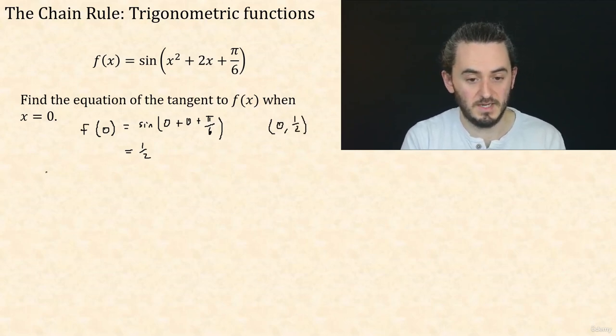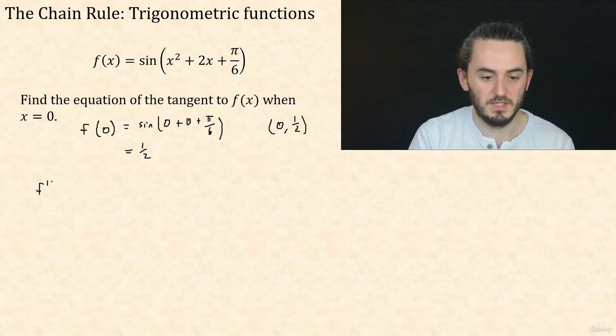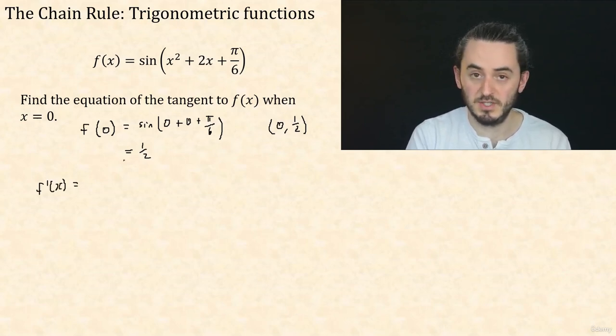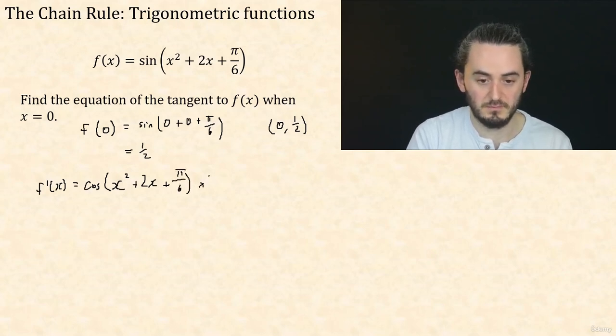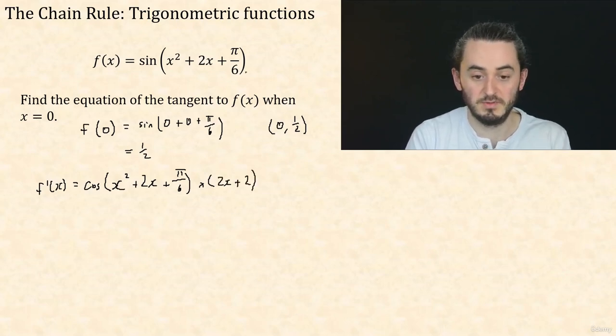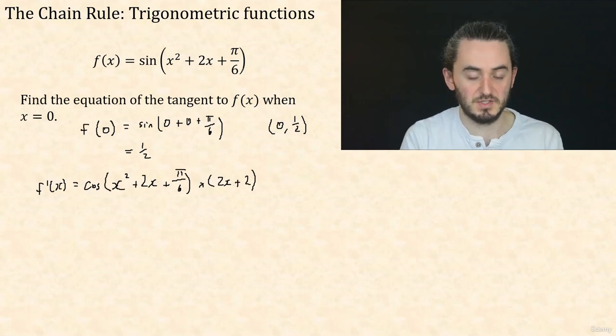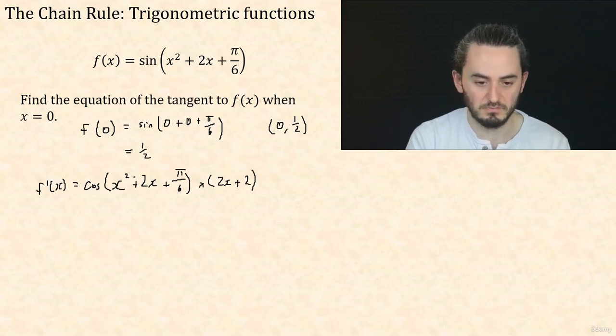So I need a gradient now. So I'll find the derivative f dash of x. So differentiating this, derivative of sine is cos. So it's cos of all of this stuff multiplied by the derivative of all of this stuff, which is 2x, that's the derivative of x squared, plus 2. Derivative of pi over 6 is just a number, so it differentiates to 0.